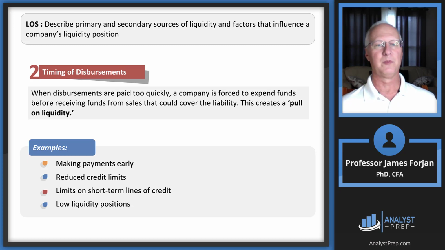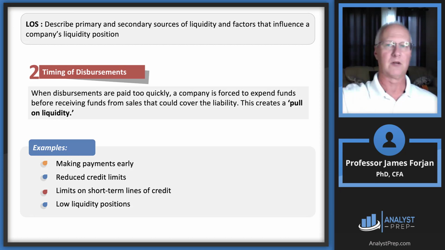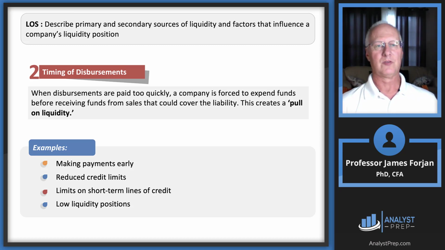Timing of disbursements. So we've talked about this, right? Procter & Gamble up and down. So this creates what the reading calls a pull on liquidity, because the timing over here doesn't match the timing over there: making payments early, reduced credit limits, low liquidity positions.